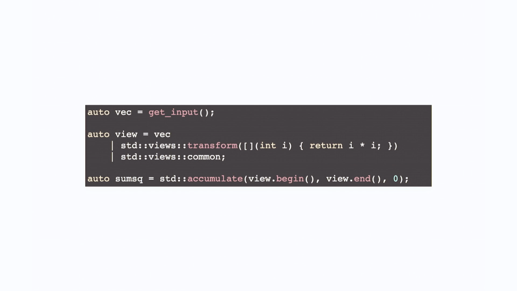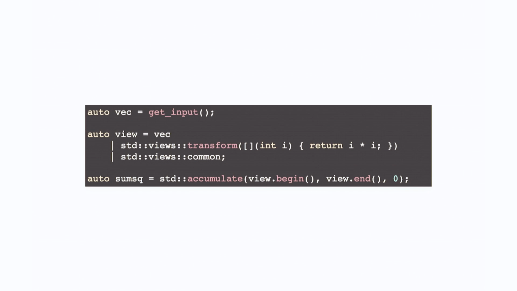So what we can do is use this adapter called views common. If our range has a different type for its iterator and Sentinel, it's going to adjust this so that we have a common iterator type. Behind the scenes, it's like a variant, a common type that our C++17 algorithms are going to understand.